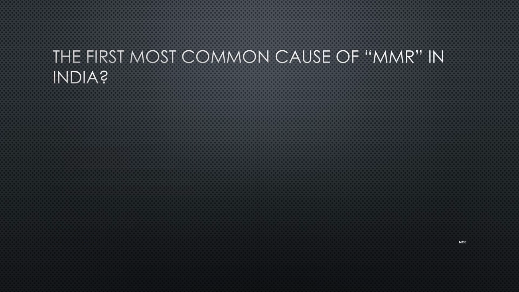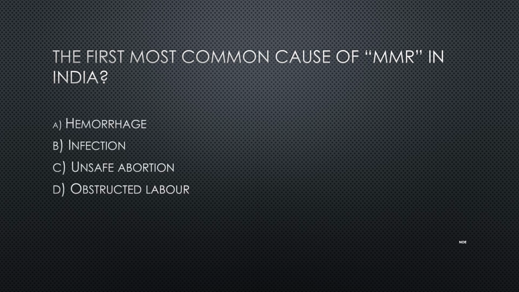The first most common cause of MMR in India. Option A. Hemorrhage. Option B. Infection. Option C. Unsafe abortion. Option D. Obstructed labor. And the answer is hemorrhage.